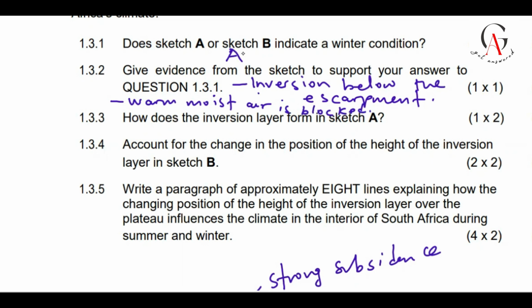All right, number 1.3.3. How does the inversion layer form in sketch A? How does the inversion layer form in sketch A? So we could say this forms due to strong subsidence descending on a weaker warm air. Right. 1.3.4. Account for the change in the position of the height of the inversion layer in sketch B. Account for the change.